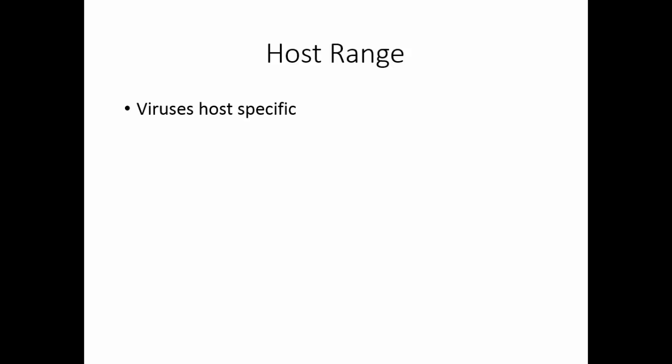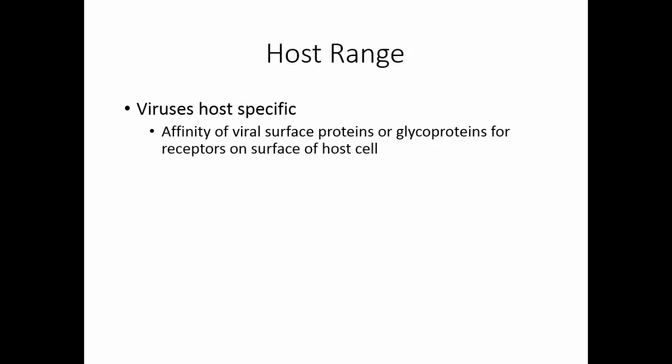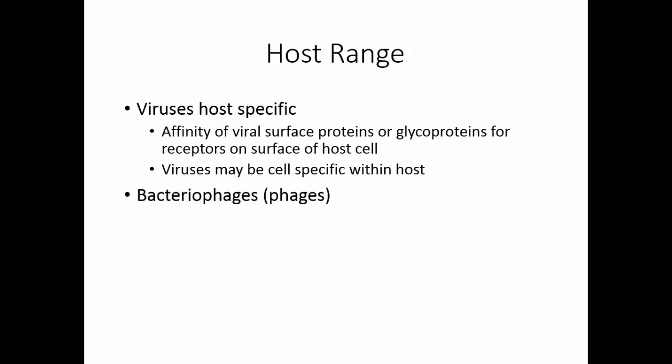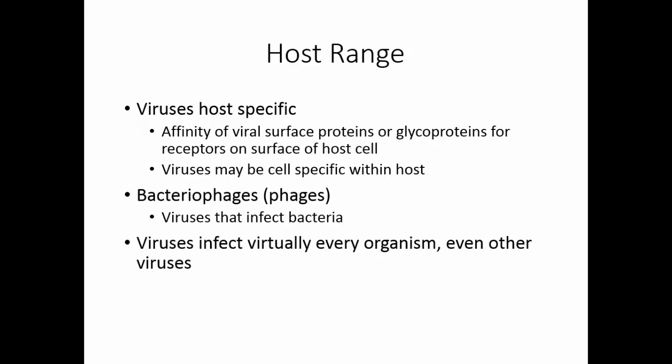Viruses are very host-specific. They have an affinity for the surface of some host cell. So there are viral proteins or glycoproteins on the surface of the virus that recognize receptors on the surface of the host cell. Even within a host, viruses may be cell-specific, so only certain cells within the host may be infected by the virus. Bacteriophages or phages are viruses that infect bacteria. Viruses infect virtually every organism on the planet, even other viruses.